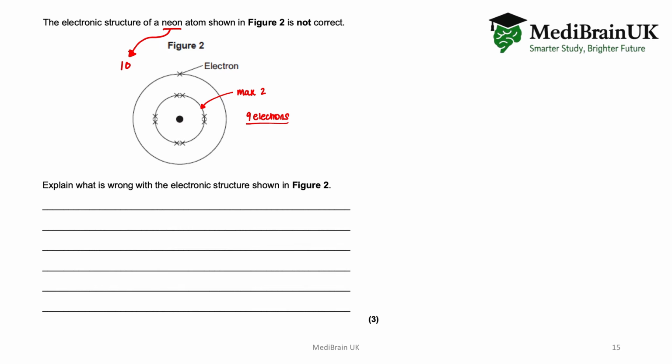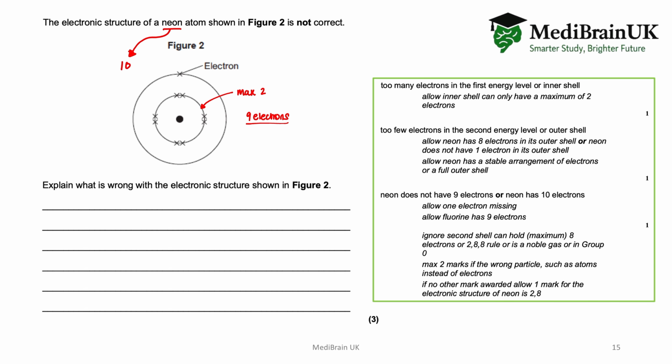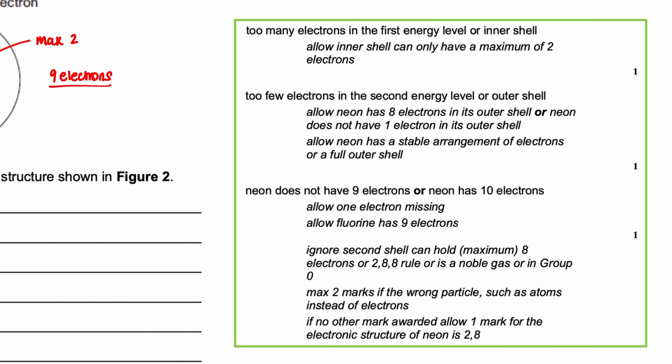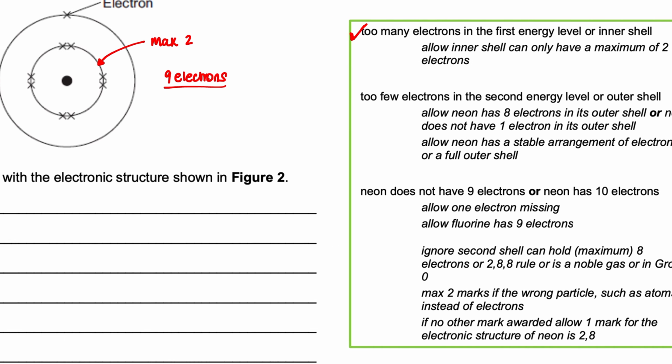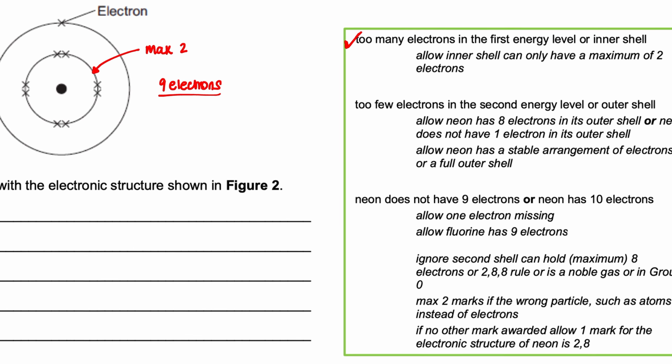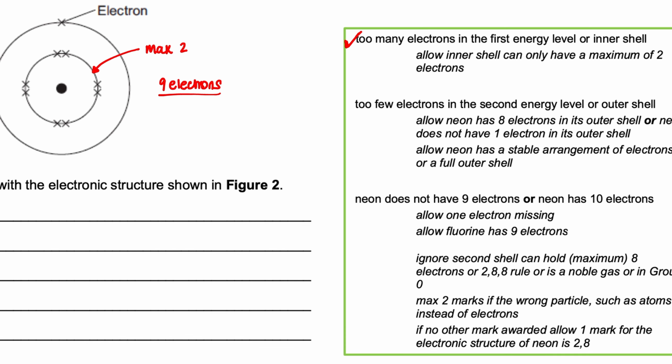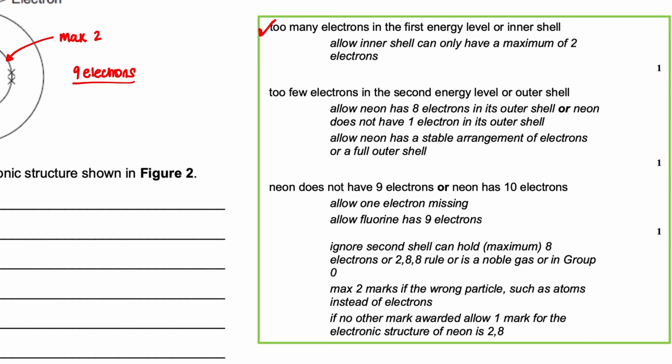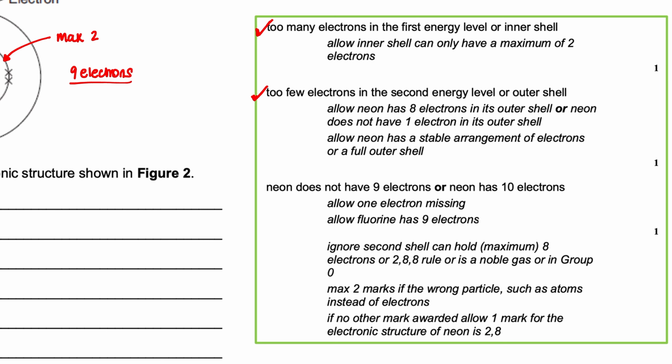So if we were to put this in terms of a mock scheme answer, this is what you would have to say. Too many electrons in the first energy level or inner shell. So that's what we spotted first. As you can see in the inner energy level, there are 8 electrons, but it can only hold a maximum of 2. The second mark would come from saying too few electrons in the second energy level or the outer shell.